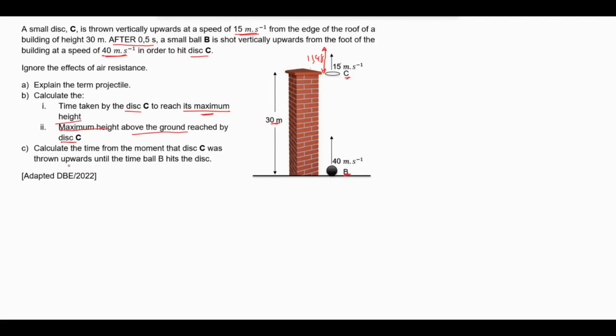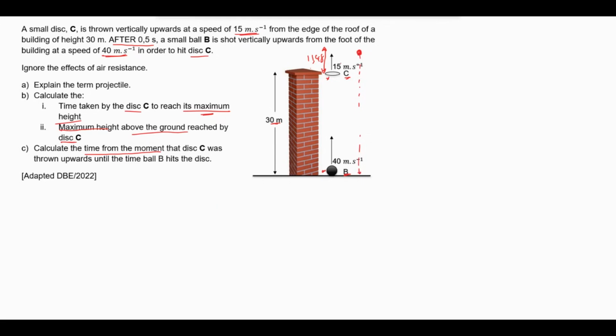Let's do C. Calculate the time from the moment that disk C was thrown upwards until the time ball B hits the disk. Right, so what do we get from this information? At the meeting point, these two are going to meet, isn't it? Or these two are going to collide. At the meeting point, these two objects have the same height above what? Above the ground. They have the same height above the ground.